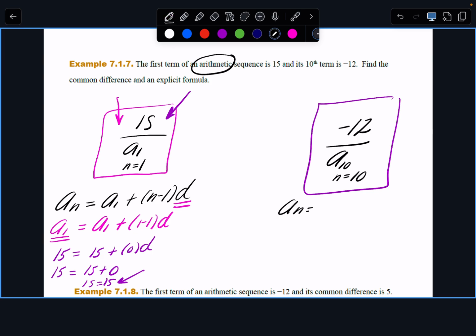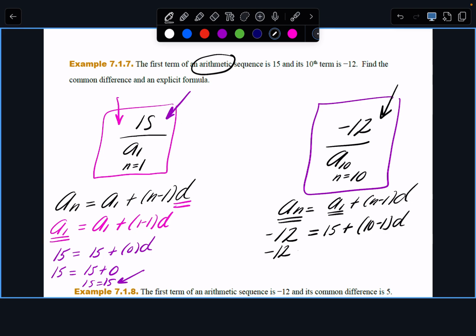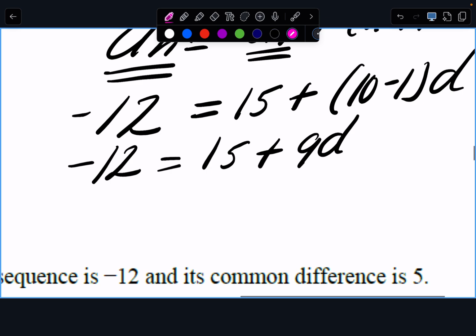So write it: a sub n equals a sub 1 plus n minus 1 times d. What is a sub n? Negative 12. What is a sub 1? 15 plus, what is n? We're now at the purple box. 10. So 10 minus 1 times d. Oh, that actually will be more helpful. So let's see. Negative 12 equals 15 plus, isn't that just 9d? See, look, now we can solve for d. It didn't have the variable cancel out. The first one was a problem because the variable was canceled out. Everything went away. But in this one, we're like, oh, that's good. We can solve for d.